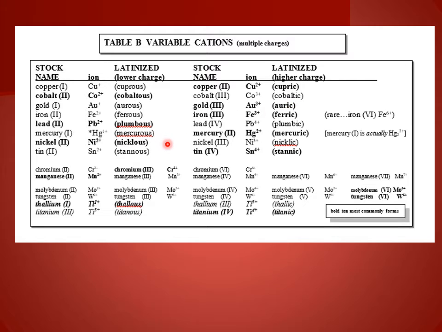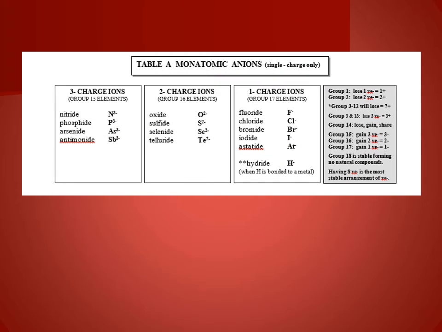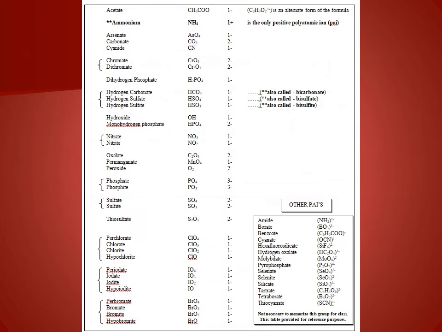But because both systems are around, we will learn both systems. I do use the stock system almost exclusively, but I do understand and expect you to understand how to use the Latin system. And correct spelling, just like what would happen on a quiz, is always expected. Here are your anions. This is your monoatomic anions from nitride all the way to astatide. No surprise there. Here's the list of polyatomic ions, again, excepting ammonium at the top, that it's the only positive ion there. Everything else being negative can function as the anion, even with the type 2s.